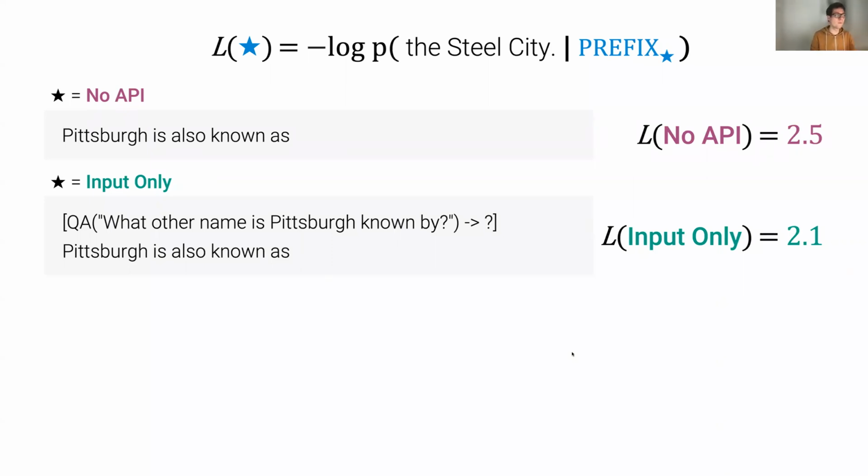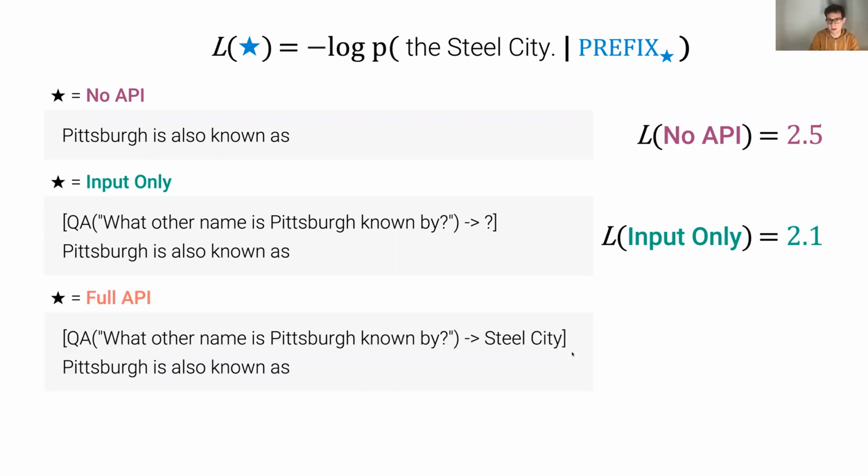And then finally, we have one more instantiation of our loss. And that is when we provide the model with the full API call. So it looks very similar to the previous API call, but now we don't just have the question, we additionally have the answer Steel City. And in this case, we can expect our loss to be much lower because the API call actually contains helpful information that should make it much easier to complete the given sentence and to predict the Steel City as a continuation. So now we have those three different losses. What do we do with them? Well, we want our API call to be helpful. And to us, that means that it should make the task of predicting future tokens easier for the language model.